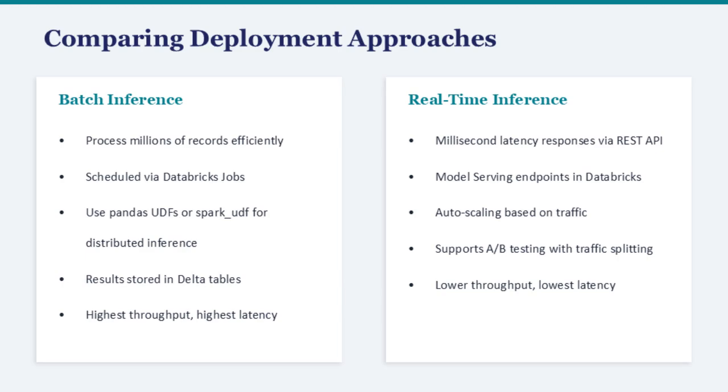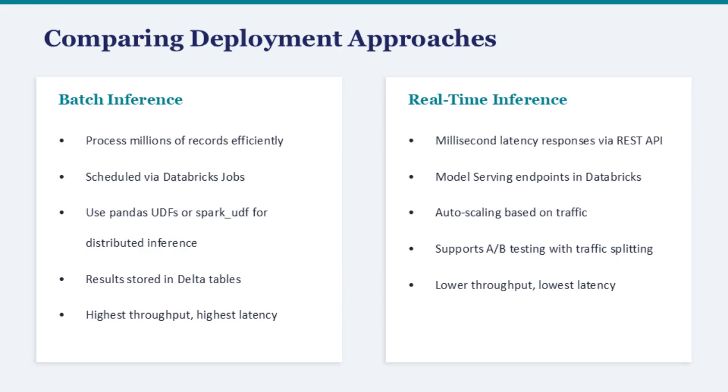Let me compare batch and real-time side by side, since these are the 2 most commonly tested. Batch inference processes millions of records efficiently. You schedule it through Databricks jobs. For distributed inference, you use pandas UDFs or MLflow Spark UDF to parallelize across the cluster. Results are stored in Delta tables for downstream applications. Batch offers the highest throughput, but also the highest latency. Results are only as fresh as your last batch run, so the results might not be that fresh.